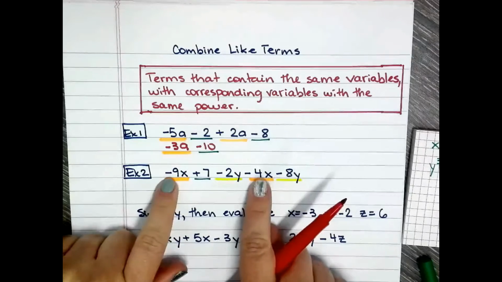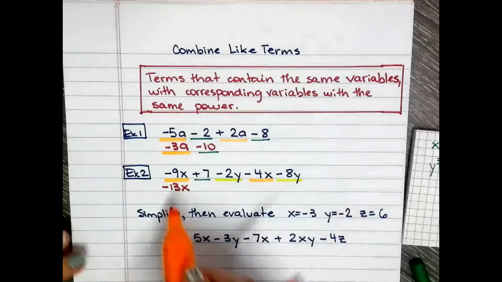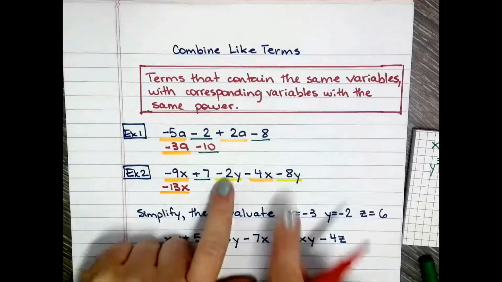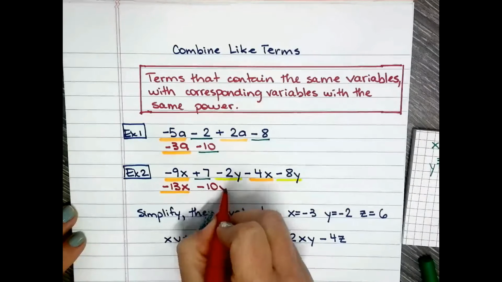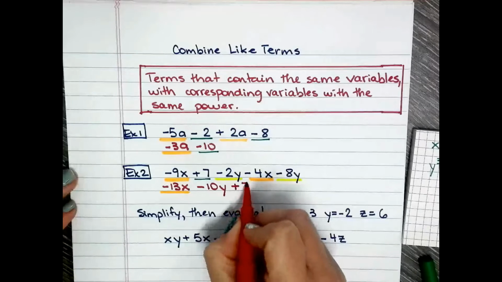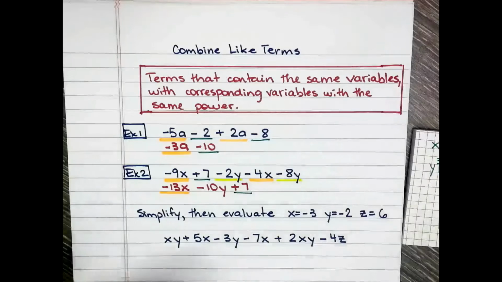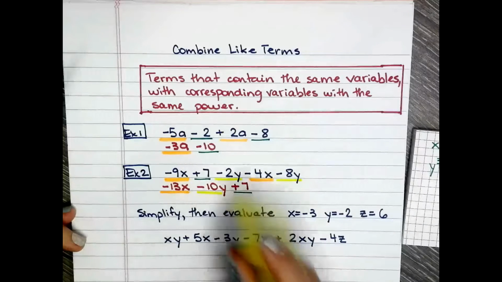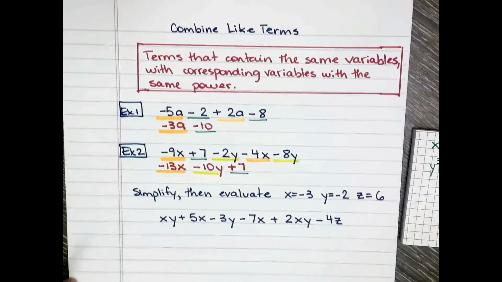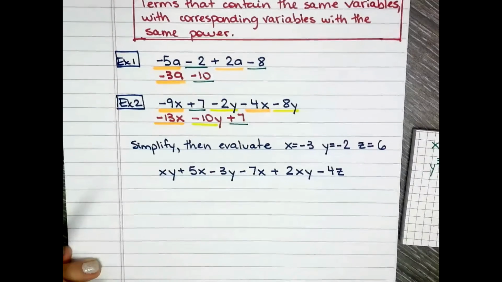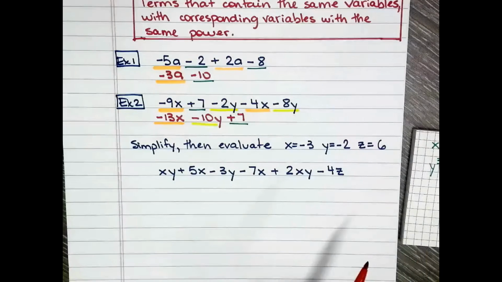So -9 minus 4, I have -13x. That I got from x. And y, I have -2 minus 8, I have -10y. And then plus 7, I don't have anybody to combine 7 with. So that's just what I have. And the y was from this y and this y combined. Now, the whole point of combining like terms is so we can eventually evaluate. So we simplify everything first, and then we evaluate.